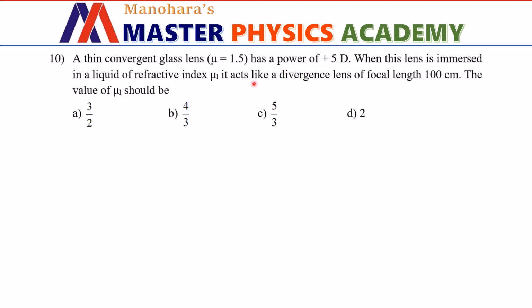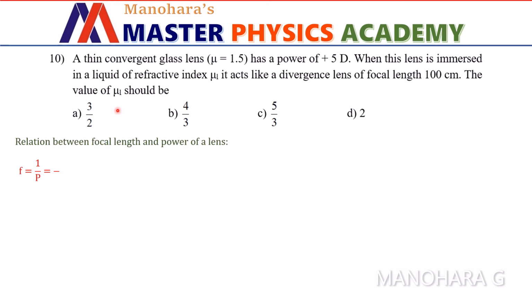When this lens is immersed in a liquid of refractive index μL, it acts like a divergence lens of focal length 100 cm. The value of μL should be. First of all, let us calculate the focal length of the given convergent lens. We know that focal length is equal to reciprocal of power. Therefore, focal length is 1 by 5 meter. In terms of centimeter, it is 20 centimeters.